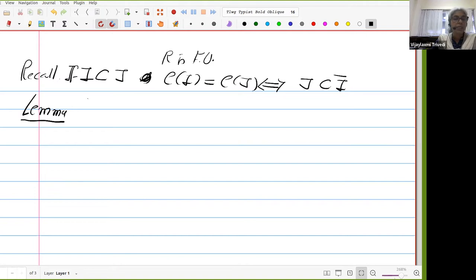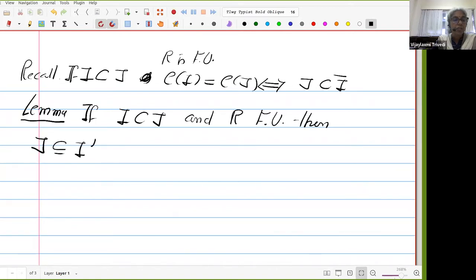So it says, consider I containing J, and suppose the ring and the ideals are formally unmixed. Then J is contained in the tight closure I star if and only if E_HK of I is the same as E_HK of J.